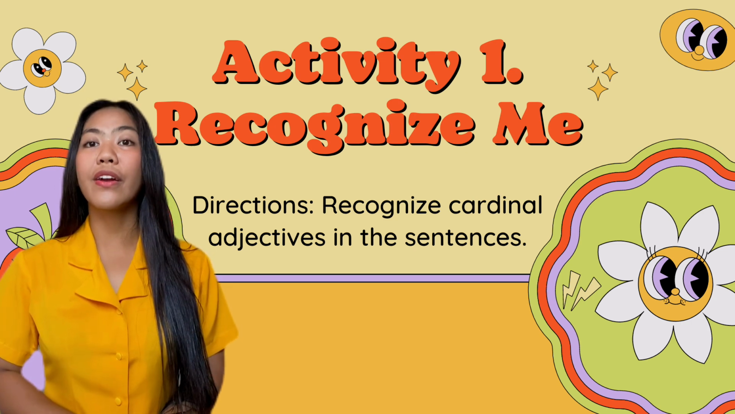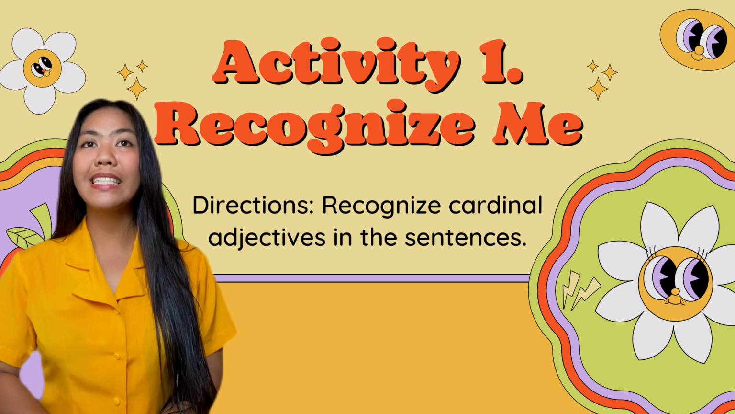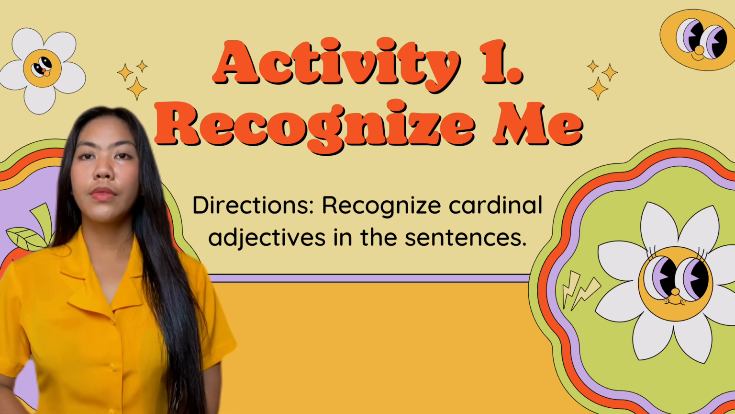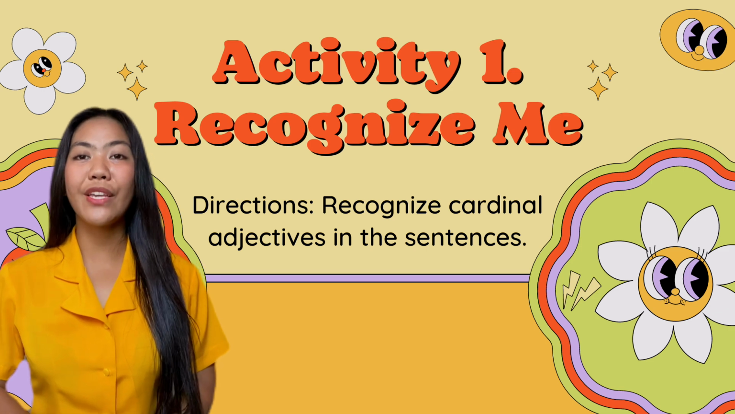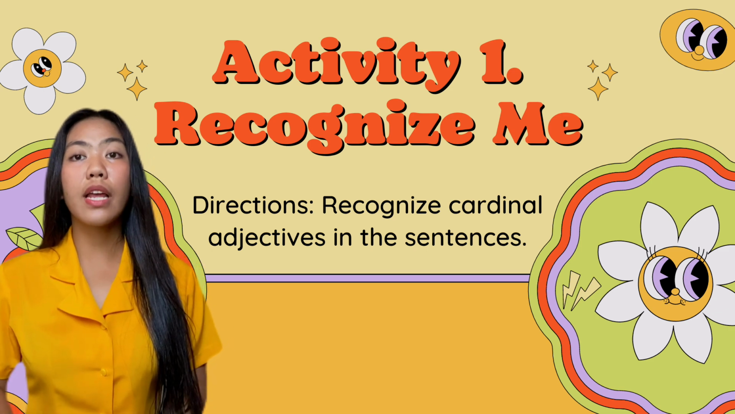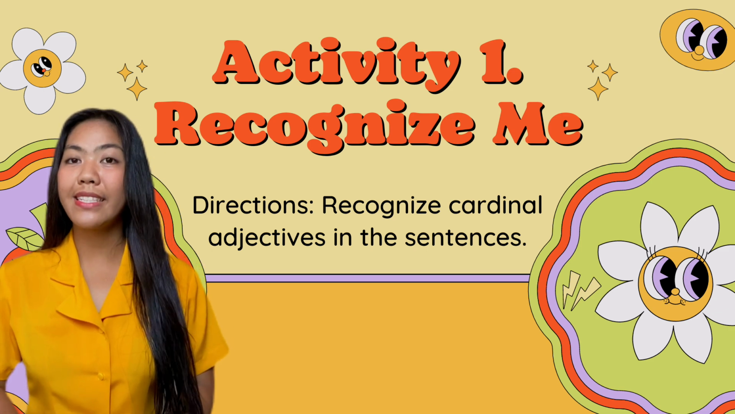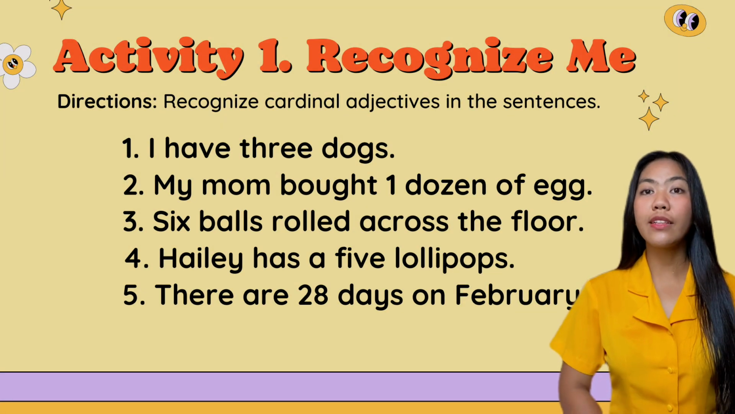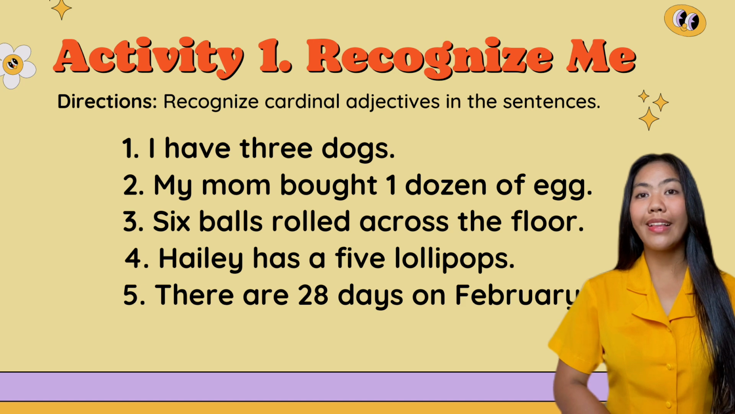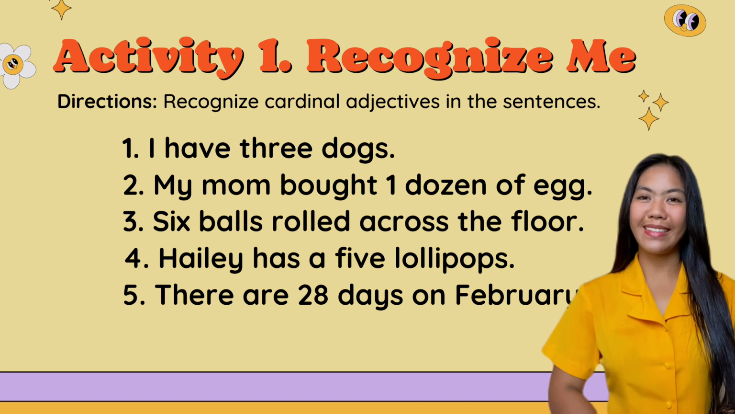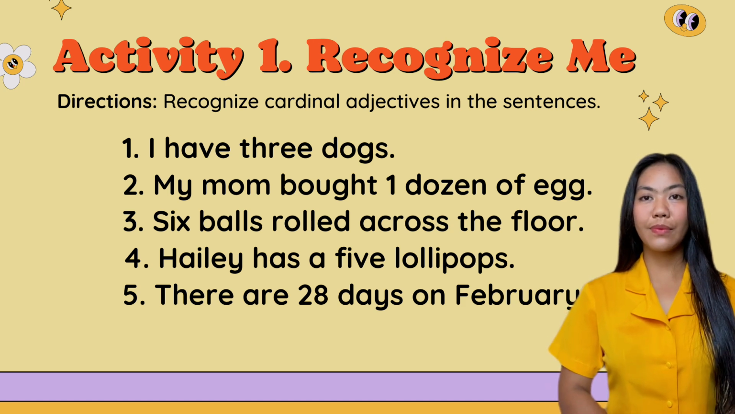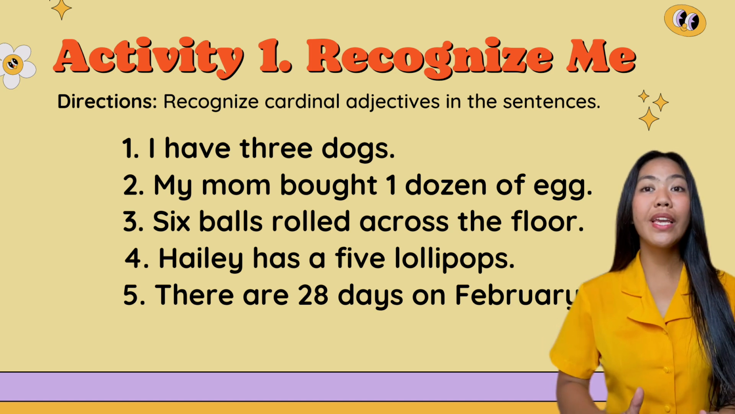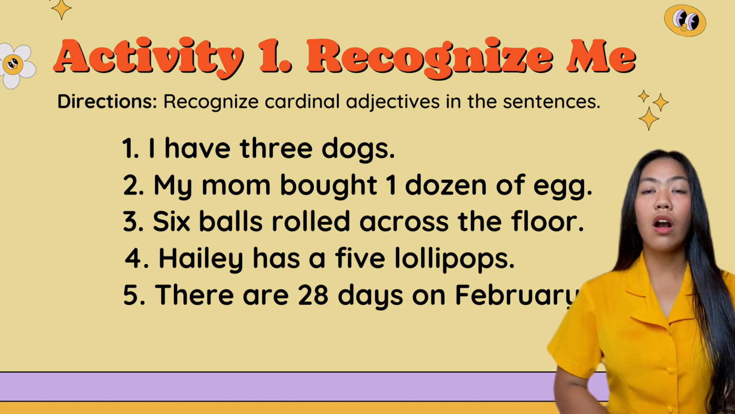When we say cardinal adjectives, it says how many objects there are. The direction of our activity is to recognize the cardinal adjective in the sentence. For the first sentence, I have 3 dogs. Which is the cardinal adjective in the sentence, children? Very good. It is the word three. So three is spelled T-H-R-E-E.